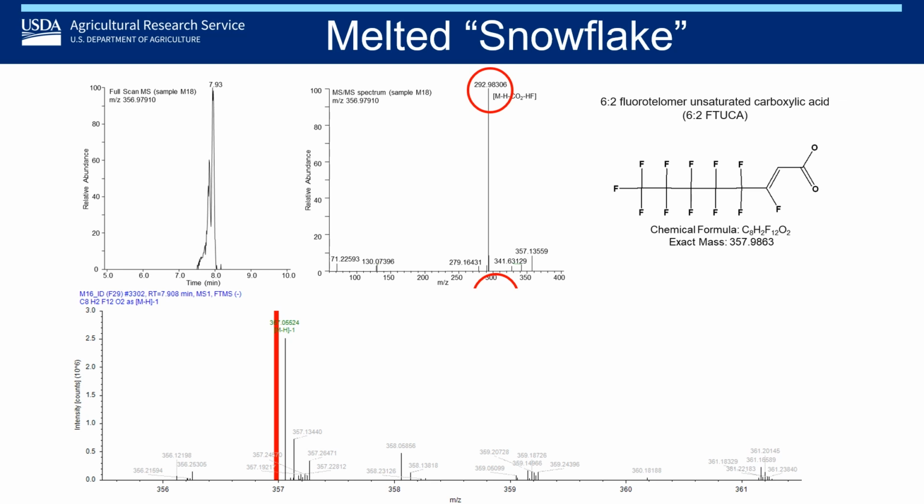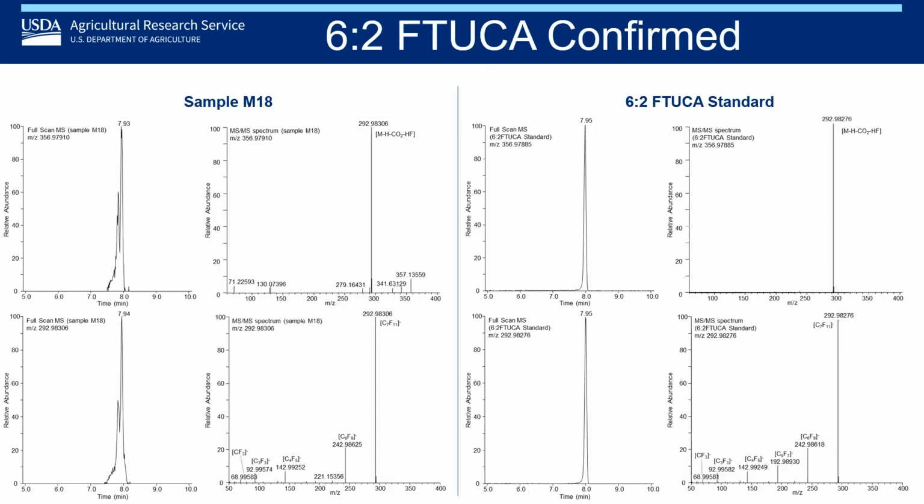So to confirm this sample, what we ended up doing was buying a reference standard of 6,2-FTUCA, and what we can see is on the right, the reference standard matches both retention time, and we only see this 292 peak. We do not see the actual mass of 356, and the breakdown pattern is also consistent across. So this allowed us to build a calibration curve and actually quantify some of our samples.